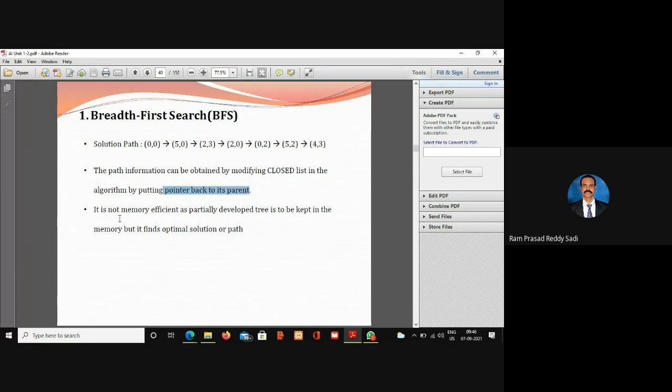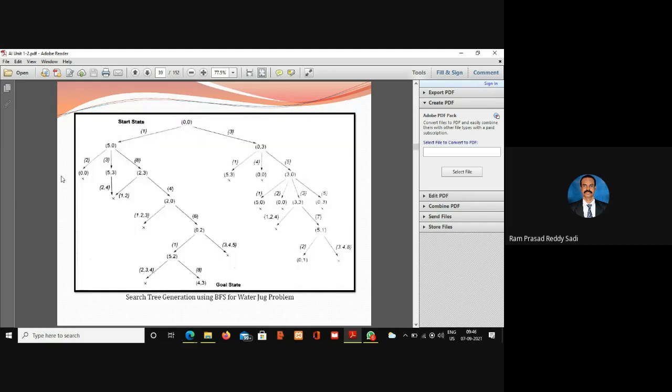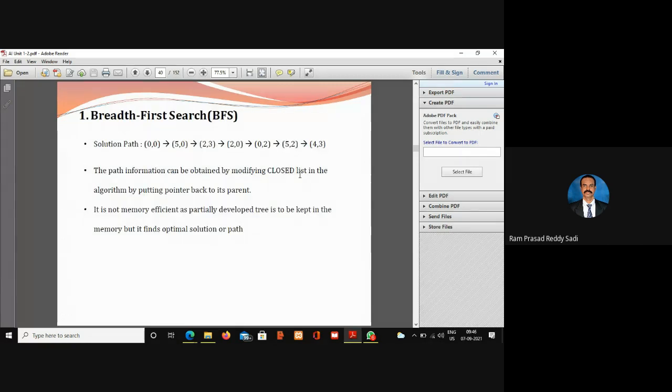But as far as memory efficiency is concerned, this is not memory efficient, because we are going to explore all the nodes at the respective level, and the partially developed tree has to be kept in memory. Whether it is necessary or not, we need to keep it in memory. So this is not memory efficient. But still it's going to give you an optimal solution. That's important: even though it's not memory efficient, it still yields an optimal solution. This is how the breadth first search generation of the tree can take place and the solution path can be found.